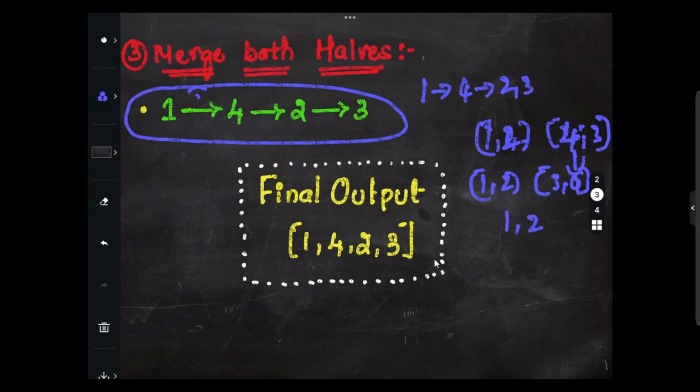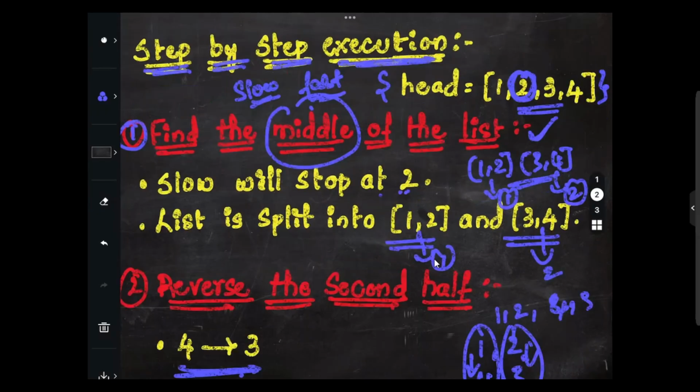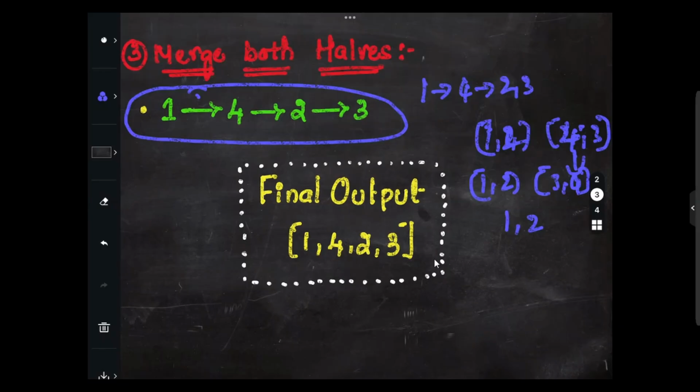So we have 3 comma 4, 1 comma 2. After this 3 comma 4, we will swap the elements here. This becomes 4 comma 3 in the second half, right? Then we have 1 comma 2 and 4 comma 3.